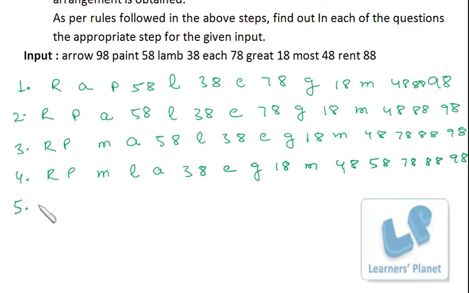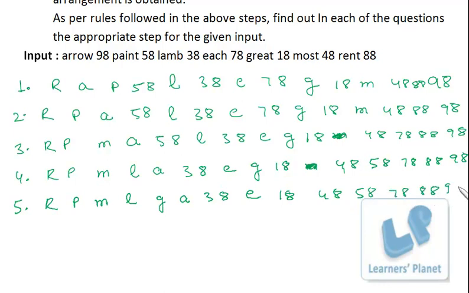Okay, in the next step we want before L, G. After L, G. So R, P, M, L, G, then A, then the next number is 48, which is already there at the correct position. So now write down the remaining series as it is. 38, E, G we have already taken. 18, okay, I'm sorry, M we have already taken, so I need not repeat it. 18, 48, 58, 78, 88, 98.